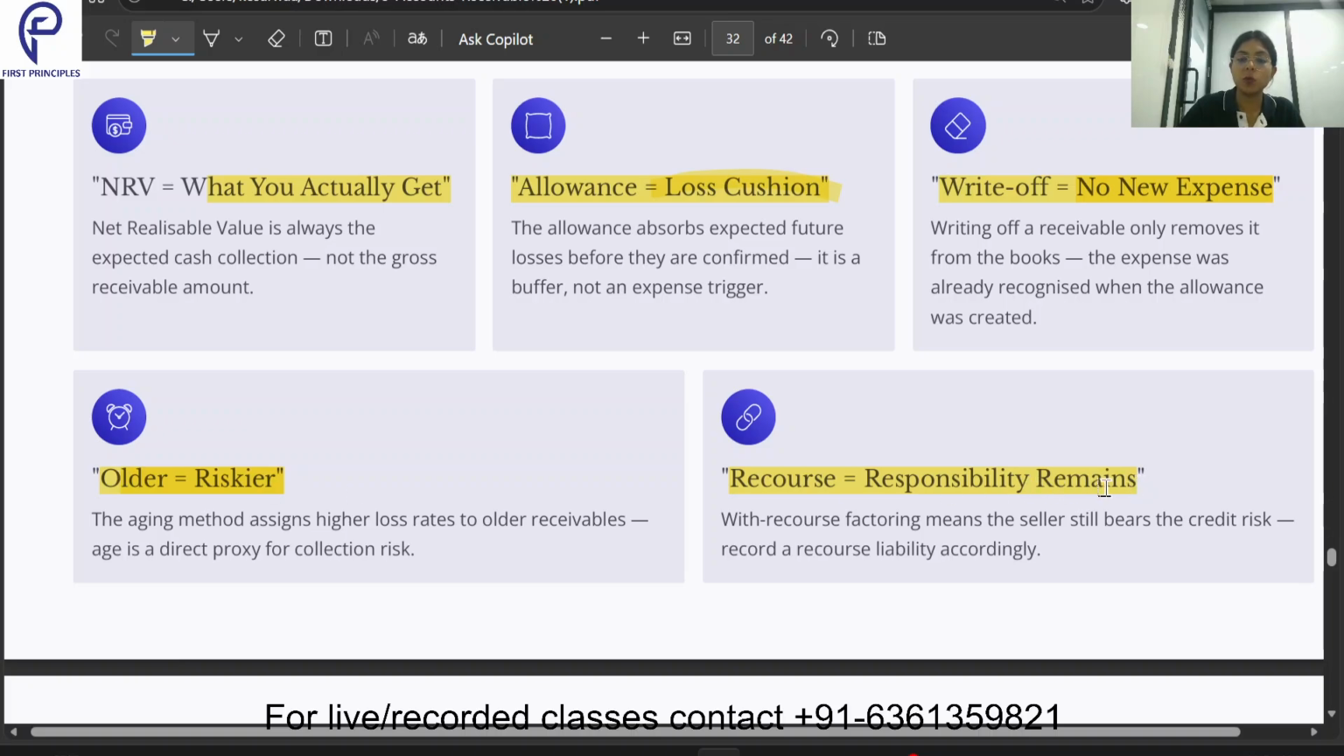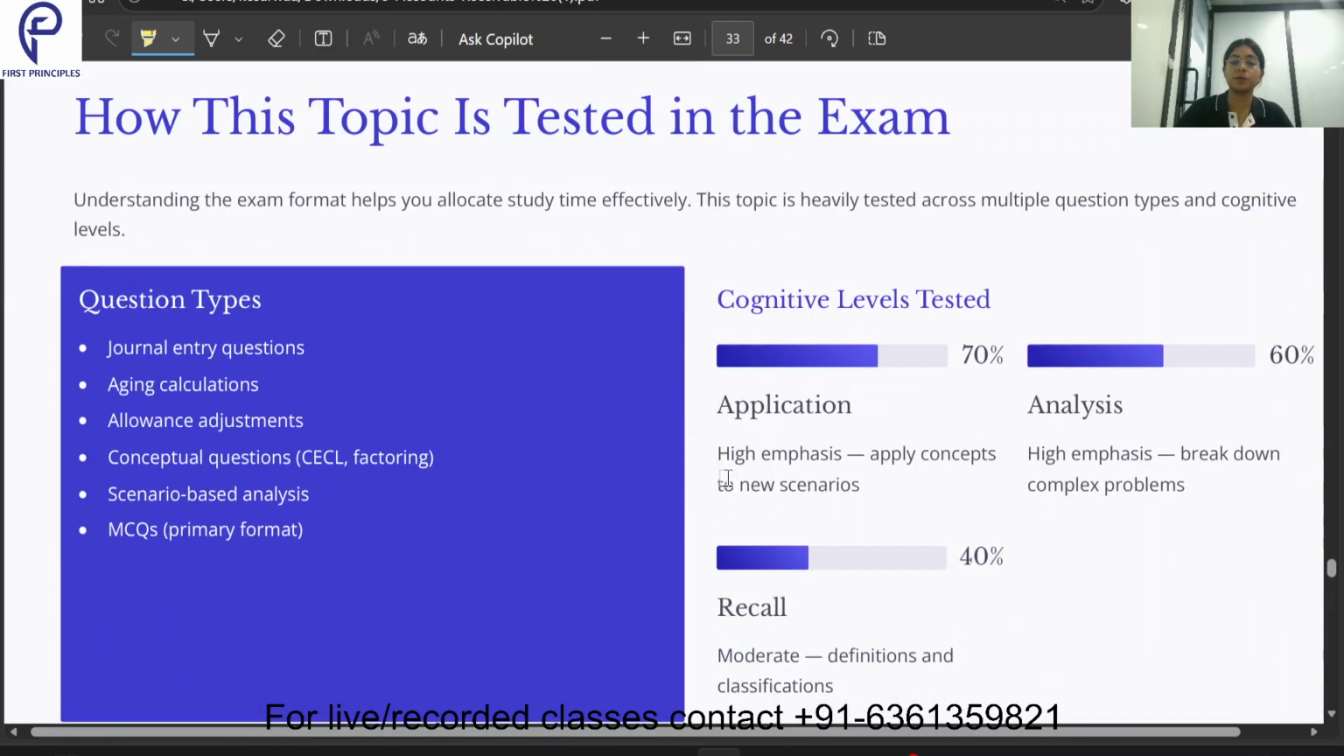And recourse means what? Recourse is a terminology we use in case of factoring. If I have factoring with recourse, that means I have the responsibility of collecting that particular accounts receivable from the customer. That means I am bearing the credit risk for that.